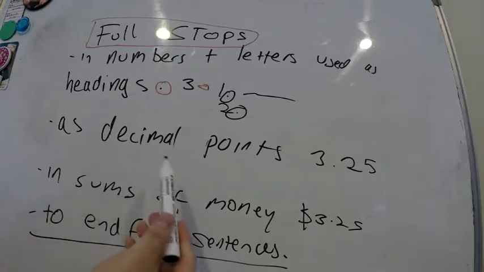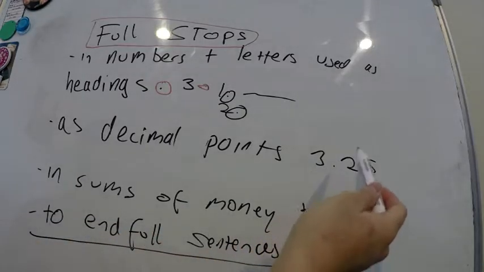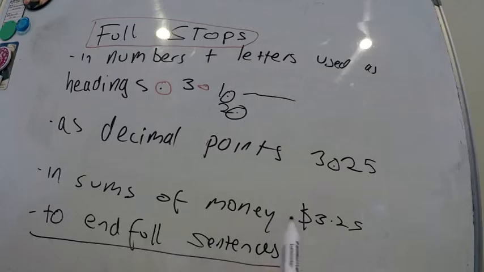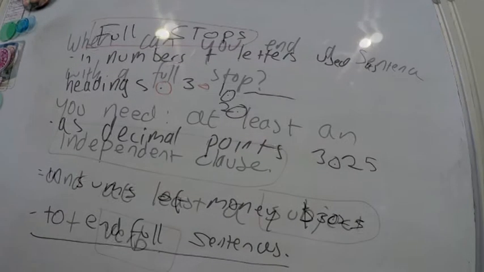You can use a full stop in decimal points, so 3.25. You can also use it in a sum of money as a decimal point, so $3.25. But this is the one that I really wanted to look at. We use full stops to end full sentences. That's the most common way of using a full stop, in informal writing especially. And that's what I wanted to look at in more detail today.